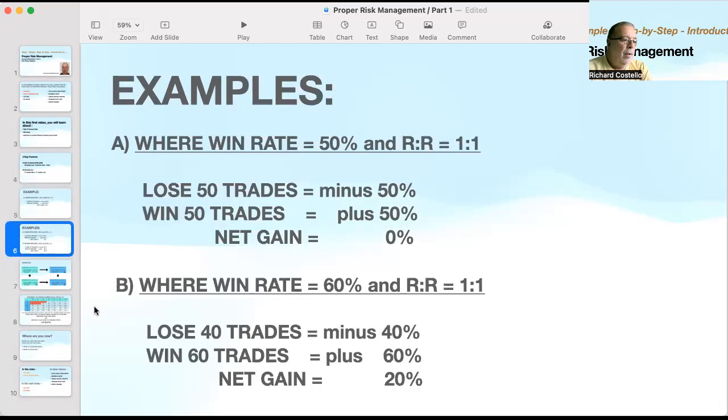Further example, this one on the bottom. Let's say you've increased your win rate to 60%, but your risk to reward ratio is still 1:1. So you're losing 40 trades, so you're minus 40%, but you're winning 60 trades, plus 60%, so you're going to get a net gain of 20%. That's purely by changing your win rate from 50% to 60%.